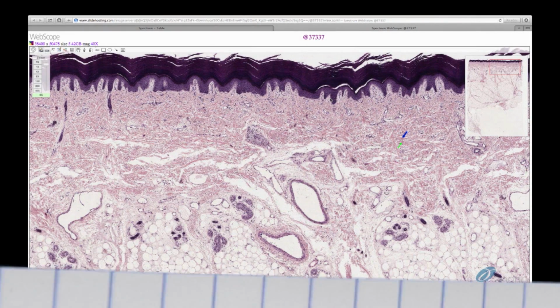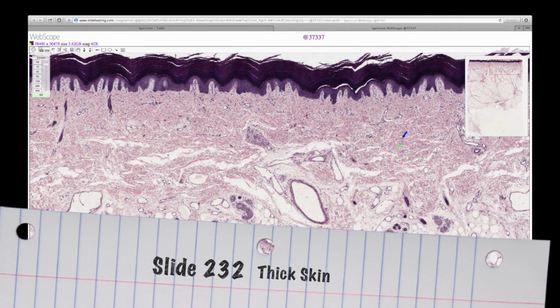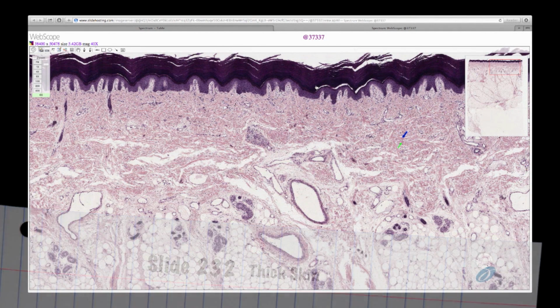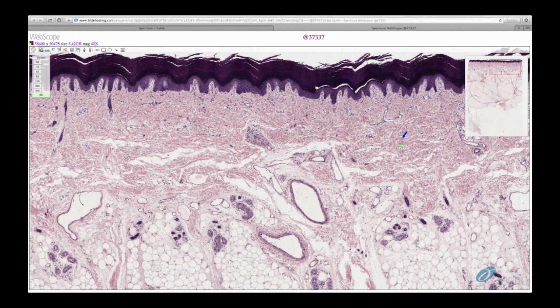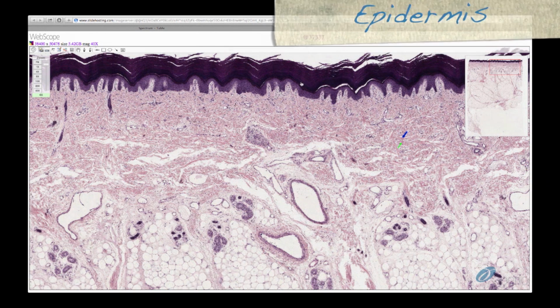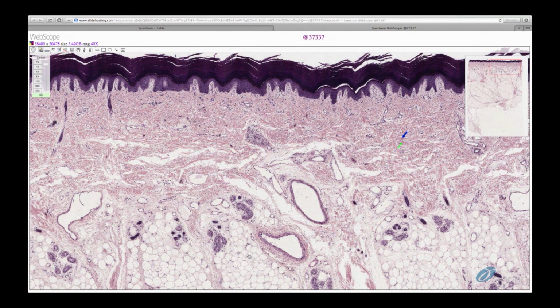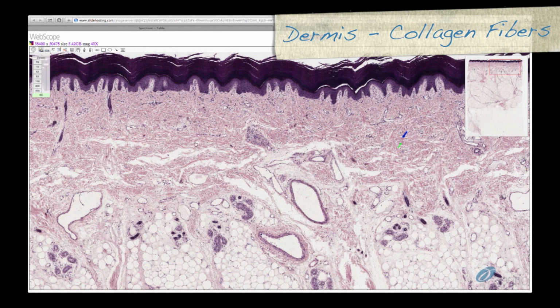Let's get started by taking a look at slide 232, which is thick skin stained with H&E. The skin, which we're going to talk about in more detail in a later lab, is composed of three basic layers: the epidermis up top, the dermis in the middle, and the hypodermis seen here at the bottom. The cellular epidermis at the top is the most superficial layer and is composed of stratified epithelial cells. Just deep to the epidermis, the dermis is composed primarily of connective tissue, such as collagen, while the hypodermis, the deepest layer, is composed of fat and some loose connective tissue.